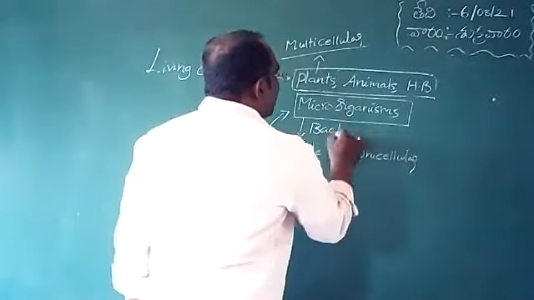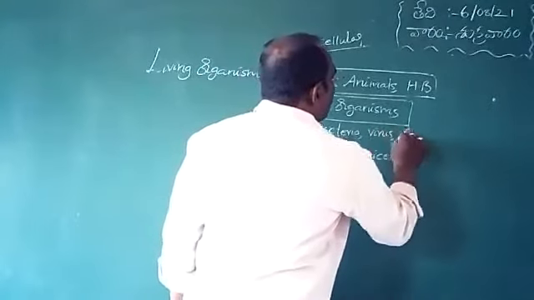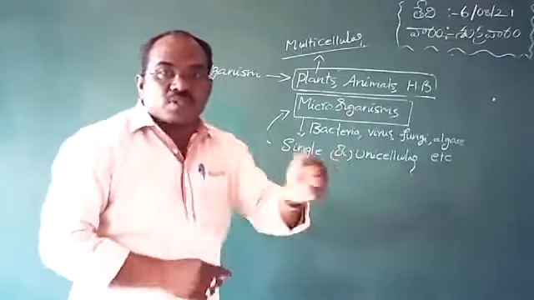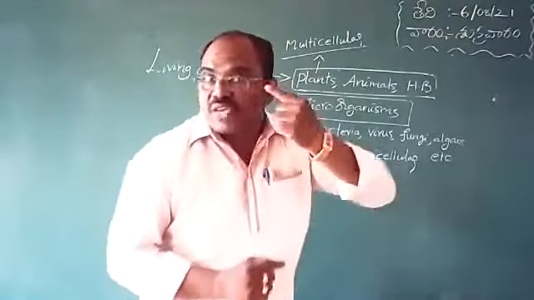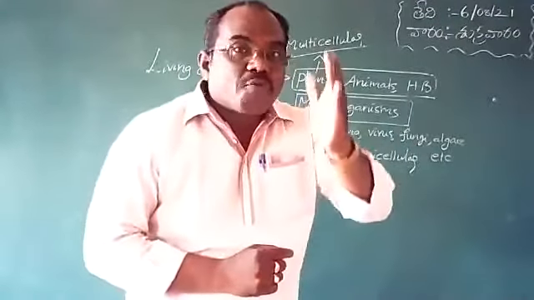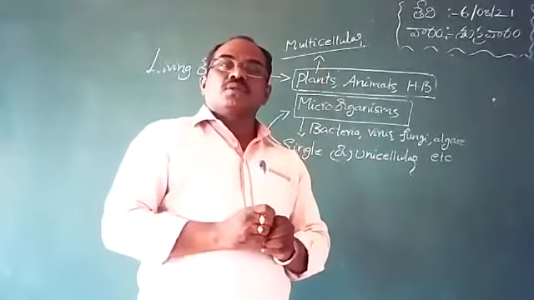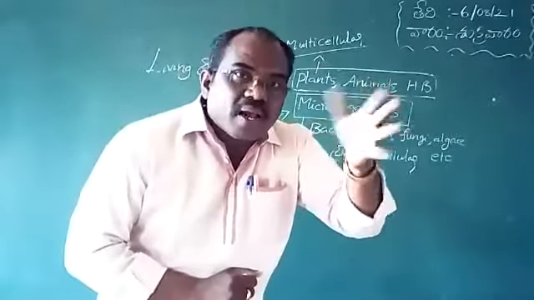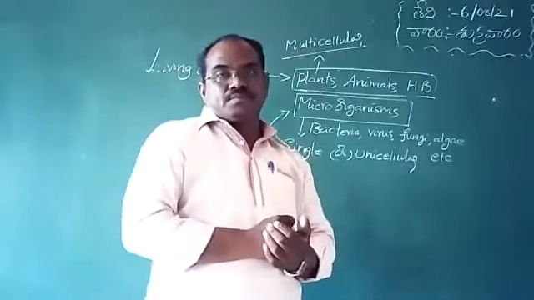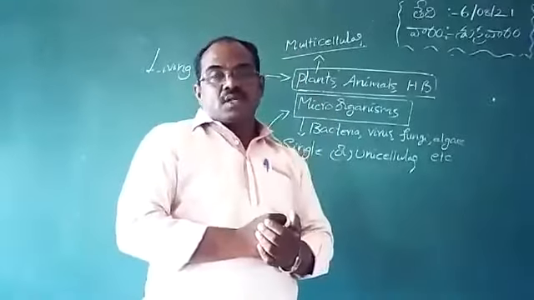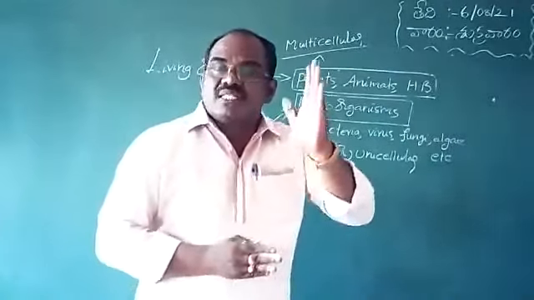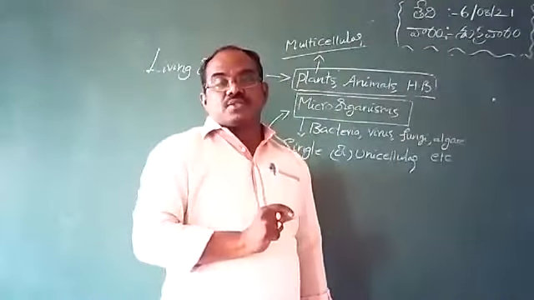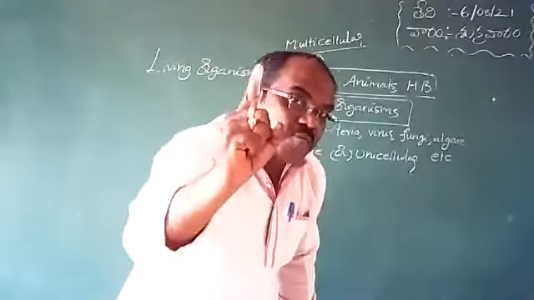Microorganisms like bacteria, virus, fungi, algae, etc. These are the microorganisms, the very smallest living organisms. We can't see them with our naked eye; we can see them with the help of a microscope. For example, coronavirus is a microorganism. It is invisible to the naked eye. Microorganisms are single cellular organisms, made up of only one cell.